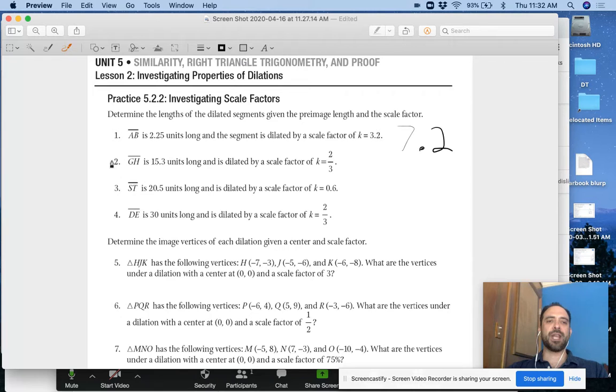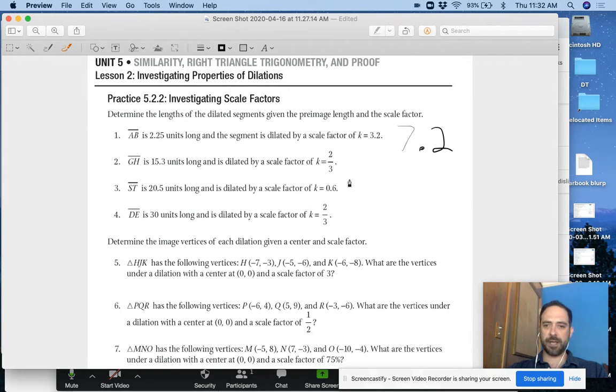Now, is it going to change? Here, look, we have GH. It's this length. Here's our scale factor. Do you think it's going to change? No, it's not going to change. We have the length of GH. That's our pre-image. Our G prime H prime, our full image after the transformation, is going to be that 15.3 times 2/3. Okay. Looks like 3 and 4 are the same.